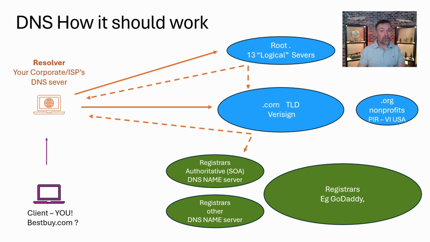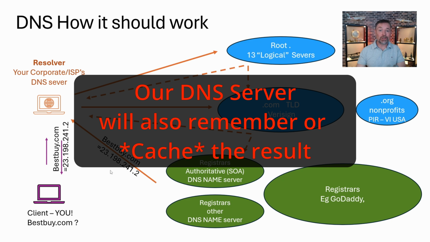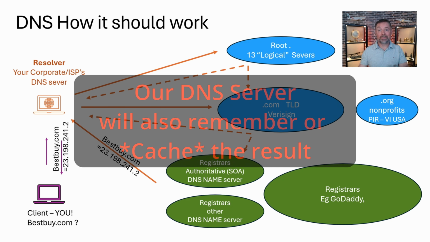Now, later we'll talk about an SOA, a source of authority. One of those name servers is the king. It's the one we manually update, and the updates get propagated to the other name servers, in this case controlled by GoDaddy. One of those name servers will reply back to the DNS server we're using with the result, and the DNS server will send the result to us, the client. That's how it should work. What could possibly go wrong?